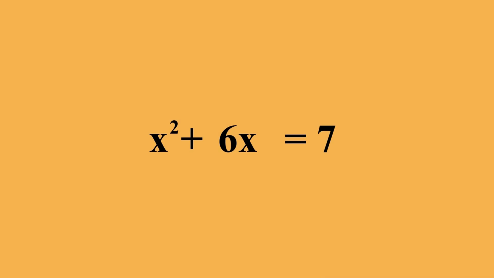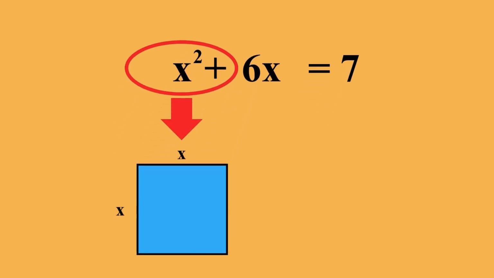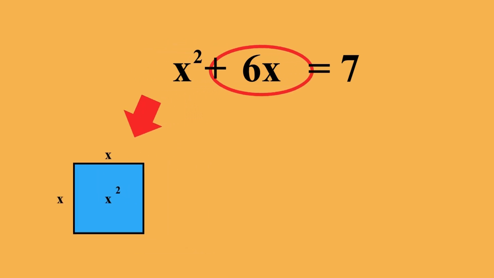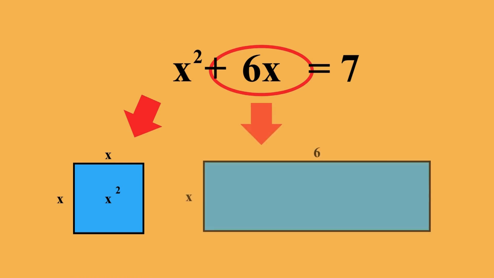Now, I like to think of geometry or algebra in terms of shapes. For example, this x squared right here can be represented by a square with side length x, and the area of the square is going to be x squared. Similarly, for 6x, we can turn this into a rectangle with side length 6 and width x. So the area of this rectangle is going to be 6x.